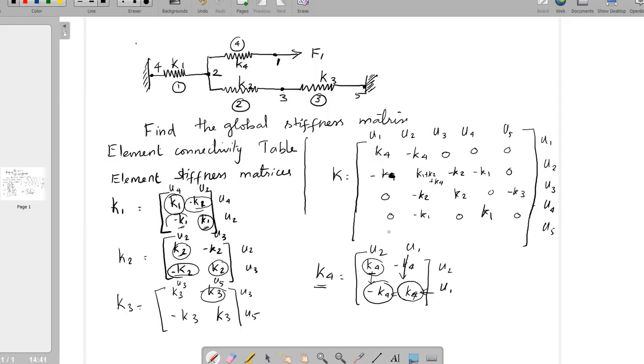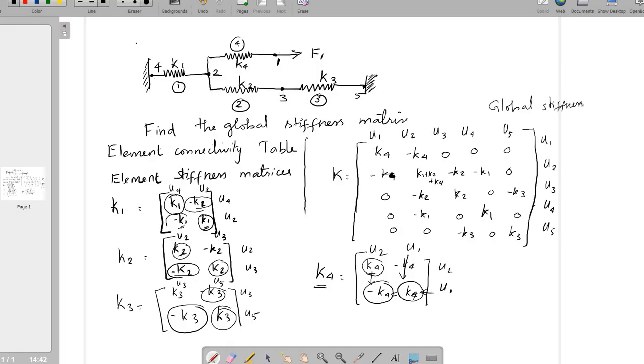Next, the last row. U1 U5 is 0. U2 U5 is 0. U3 U5 is minus K3. U4 U5, no value. U5 U5, you take the U5 column and U5 row, so it is K3. So this is the global stiffness matrix.